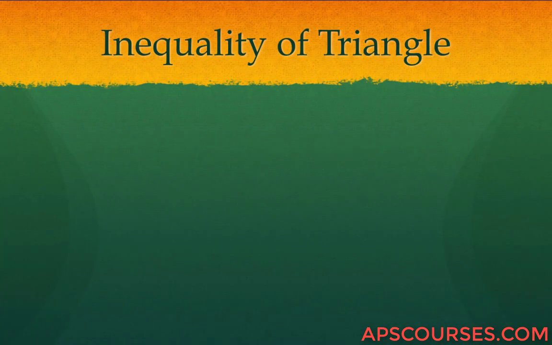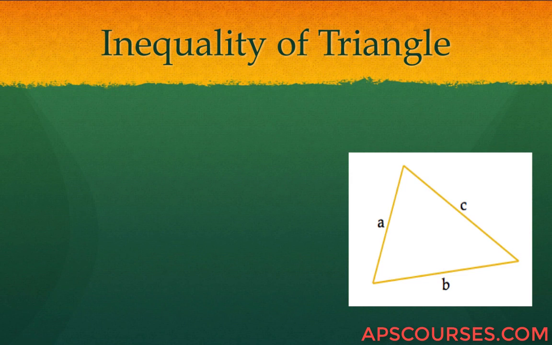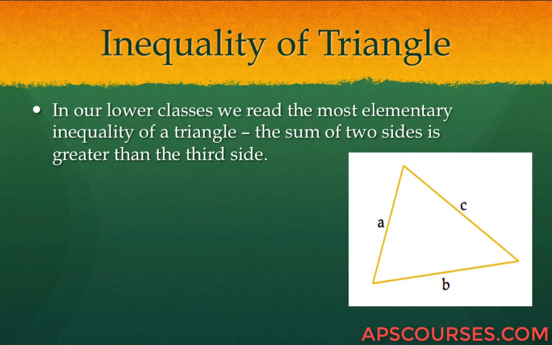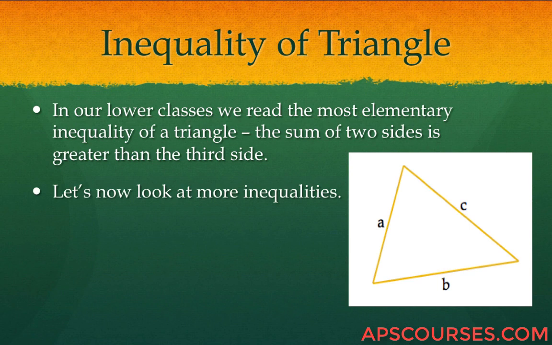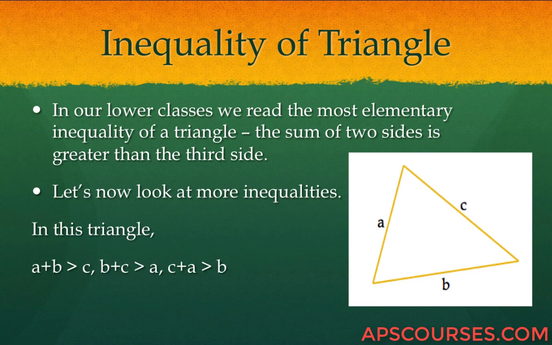Inequality of triangles. For this triangle with sides ABC, in our lower classes we read the most elementary inequality, sum of two sides is greater than the third side. In this video we shall look at some more inequalities. However, for this triangle we know that A plus B is greater than C, B plus C is greater than A, and C plus A is greater than B.